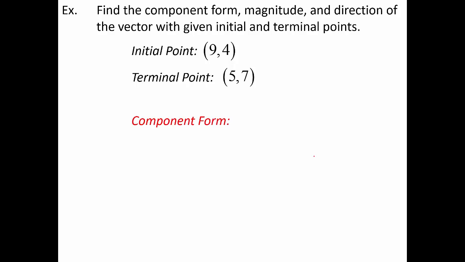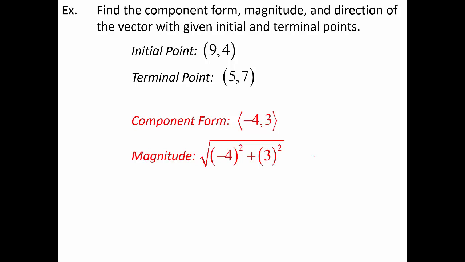All right, so starting with the component form, we'll do head minus tail, and we get -4, 3. To find the magnitude, we'll use the Pythagorean theorem. In this case, I really shouldn't need to do the Pythagorean theorem because this is a 3, 4, 5 triple. The magnitude is going to be 5. I can verify it by using the Pythagorean theorem, but I get 5.